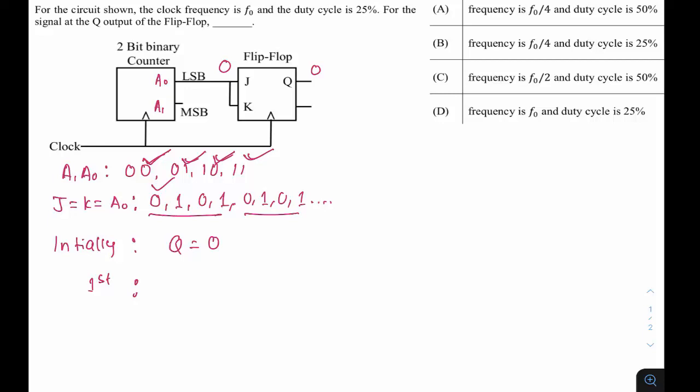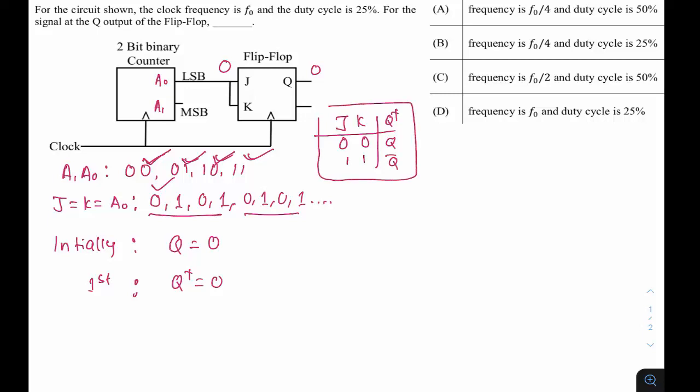What is the property of a JK flip-flop? It will maintain the previous state. If you remember, if the input is 0, 0, your Q plus value equals Q. If the input is 1, 1, your Q plus value equals Q bar. We need only these two cases in this problem because J and K are shorted. Their value can be both 0, 0, or both 1, 1. So when the A0 value is 0, that is J and K both are 0. Now if you give the first clock, it will maintain the previous state.